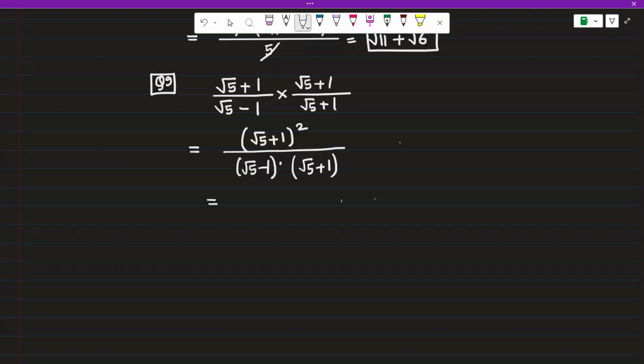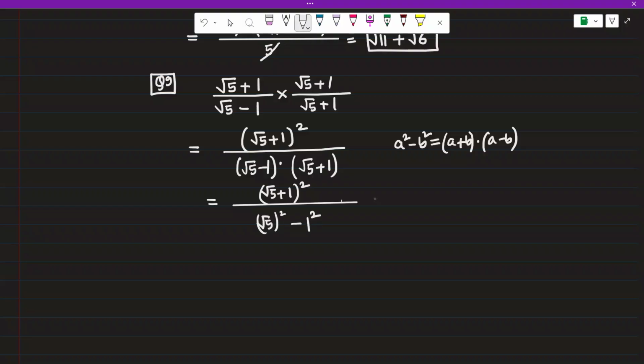Now we use the difference rule, a square minus b square equals a plus b times a minus b. So we keep the numerator the same, root 5 plus 1 square, divided by the denominator, which we can write as root 5 square minus 1 square.